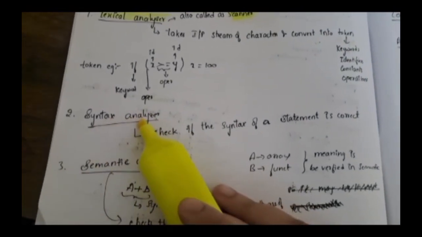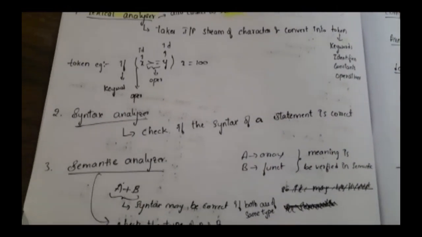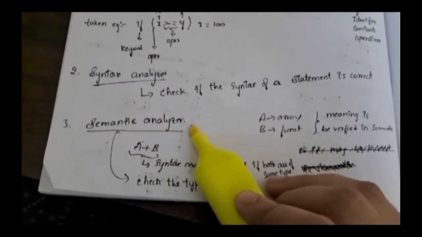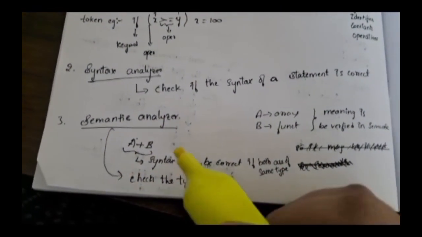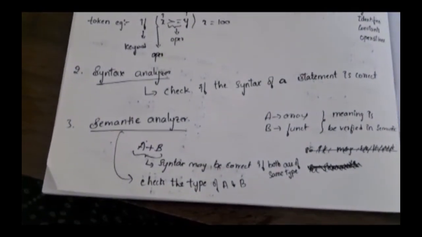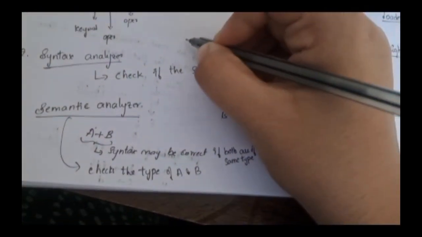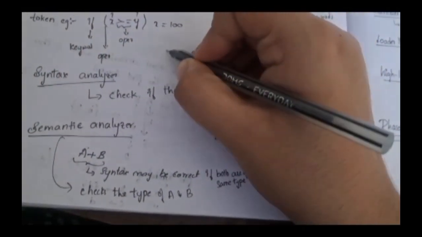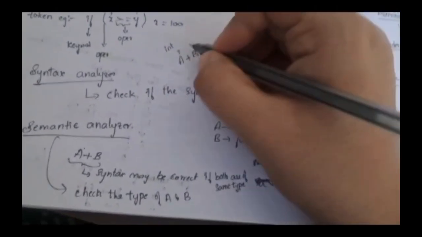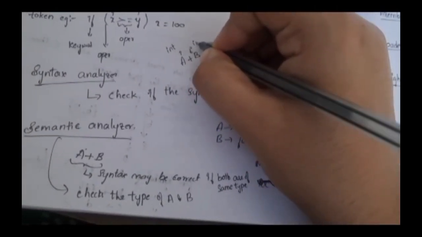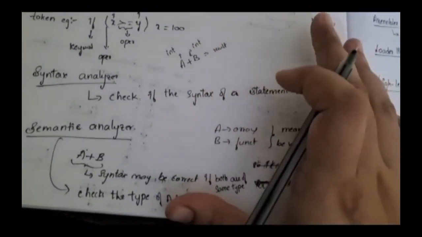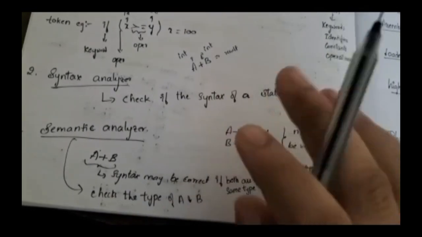Syntax analyzer, from the name itself we know this will check the syntax of the statement, whether it's correct or not. Very simple. Next is the semantic analyzer. Now you have a variable called A and B, and you have A plus B. If A is an integer and B is also an integer, then your result will be an integer and there won't be any issue.